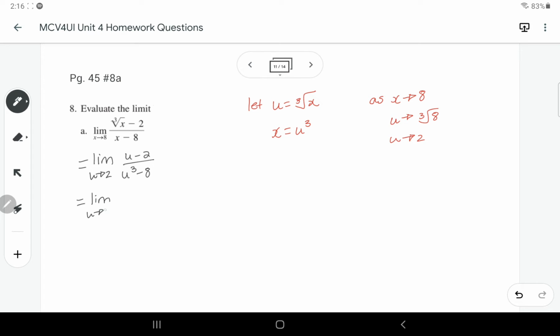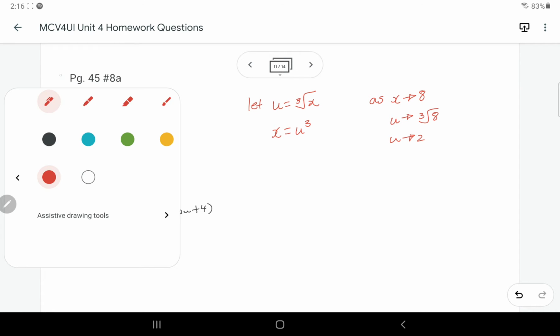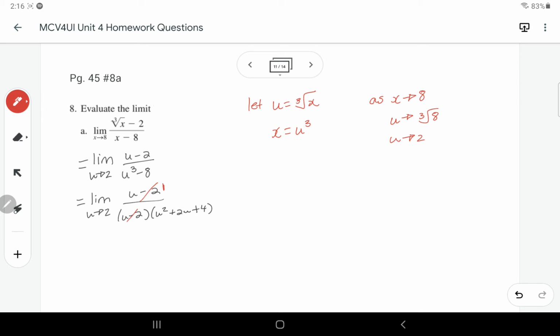And then the limit as u approaches 2, that's a difference of cubes on the bottom, so I have u minus 2 times u squared plus 2u plus 4. That will reduce. Don't forget that you still have a 1 on the top there. So this is the limit as u approaches 2 of 1 over u squared plus 2u plus 4. Now I can sub that in and drop the limit notation. So it's 2 squared plus 2 times 2 plus 4, which is 1 over 12.